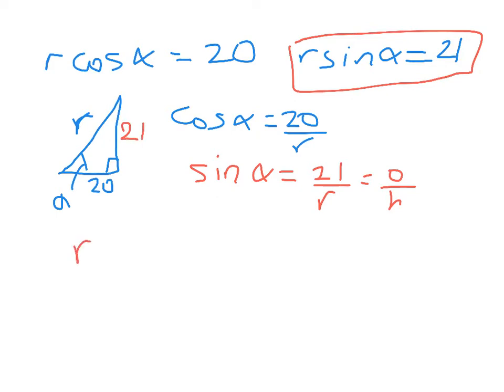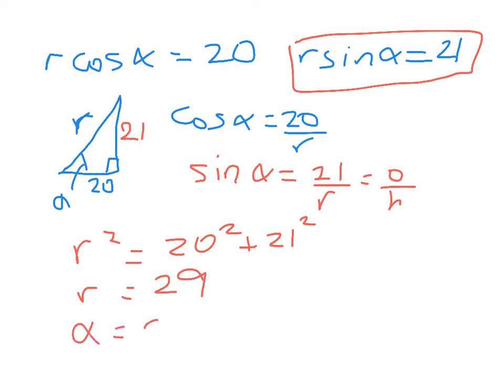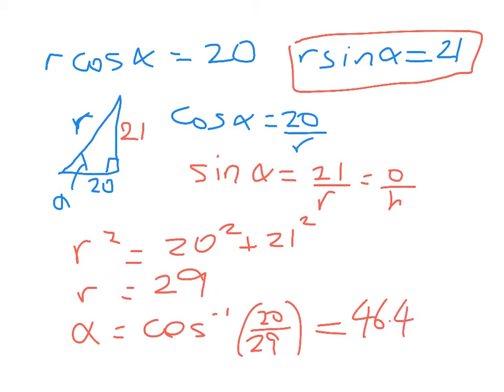I can figure out R from Pythagoras. So R squared is 20 squared plus 21 squared. And R is equal to the square root of that, which is 29. Alpha is equal to, well, I can choose, I'm going to use inverse cos. Cos inverse 20 over 29, and I'm going to round that to 1 dp. So that gives me 46.4 degrees. So I'm just going to insert another slide to finish this one off, then we'll do one more.